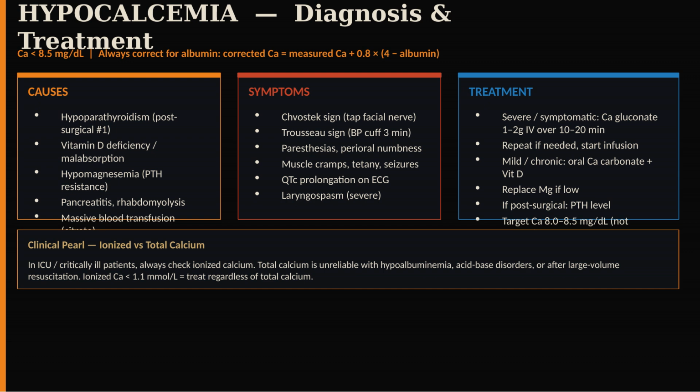Treatment. Severe or symptomatic gets IV calcium gluconate, 1 to 2 grams over 10 to 20 minutes, then an infusion. Mild and chronic gets oral calcium and vitamin D. Replace magnesium if it's low. If it's post-surgical, send a PTH. And note the target, 8 to 8.5, not full normal, because overshooting suppresses whatever residual PTH the patient has.